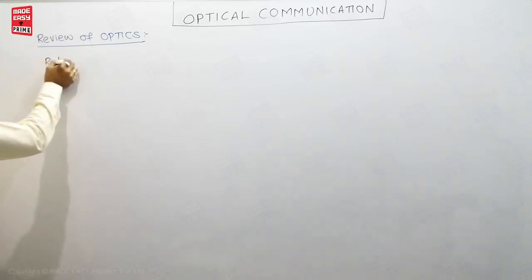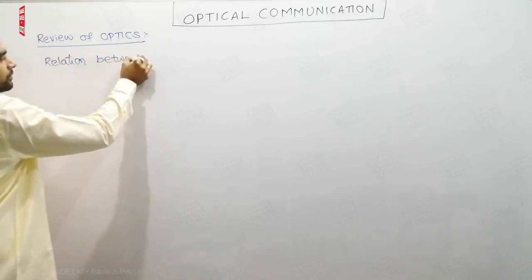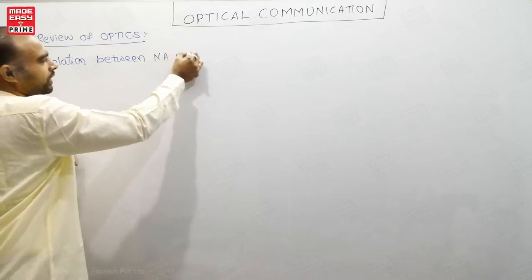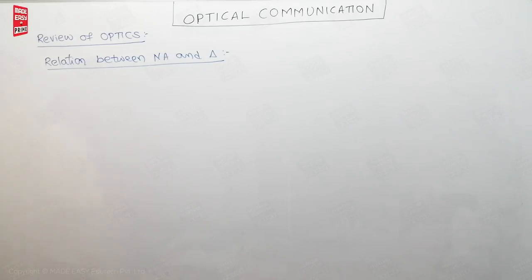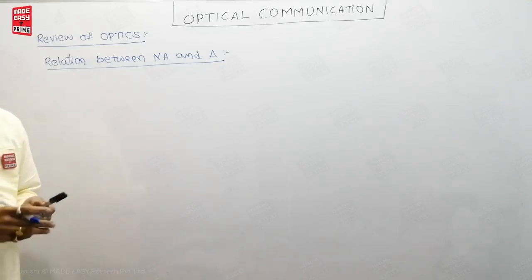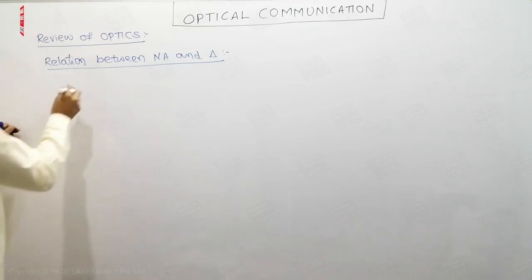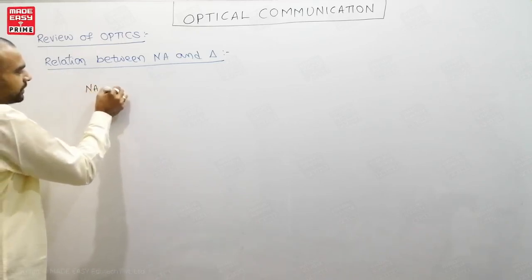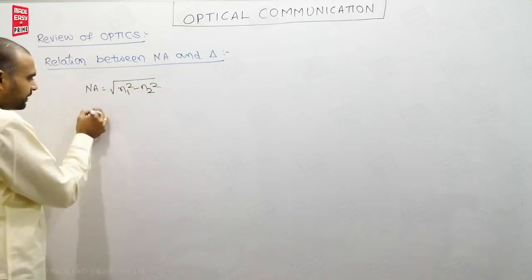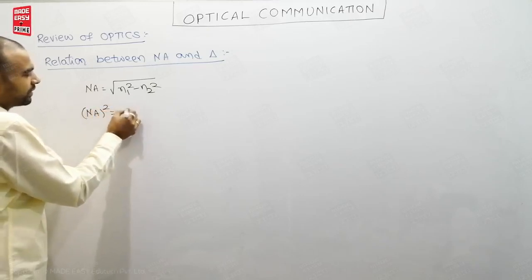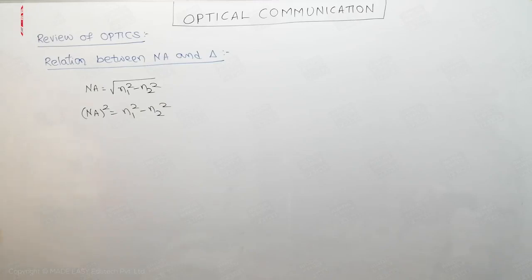Next topic is the relation between numerical aperture and delta. So that we see about that NA equals the root of n1 square minus n2 square. We can write NA whole square equals n1 square minus n2 square, is the value we are having.